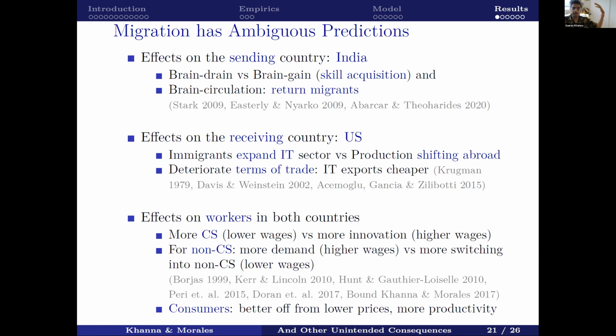When there are more computer scientists in both countries, it might lower the computer science wage, but the innovation might tend to raise computer science wages. So again, there's ambiguity as to what happens to computer scientists. For non-computer scientists like managers, when there are more computer scientists, there might be more demand for managers, or warehouse workers in Amazon factories, for instance, or HR people in these tech companies. So what happens to non-computer scientists is also quite interesting. And then, of course, consumers, like I said, are going to be better off from these lower prices.